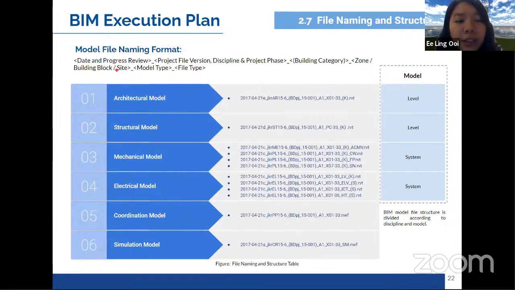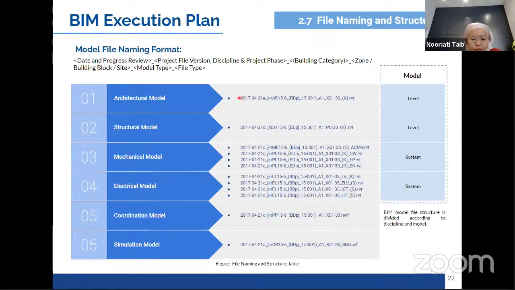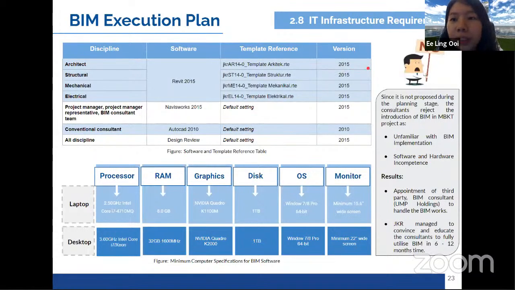And next, we'll talk about the naming and structure. There's a standard format for file naming in JKR projects. This is to ease the tracking back of records, so when we trace back a file from earlier dates, we can easily know which file we need to track. For architectural and structural models, they go by levels, while for M&E models, they go by systems.